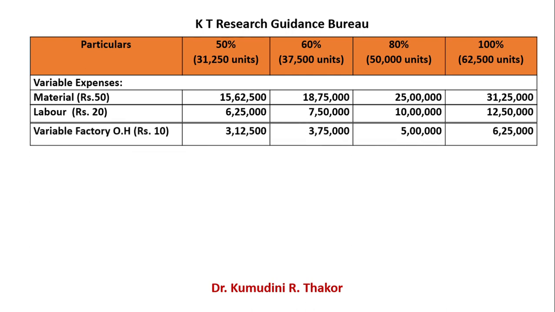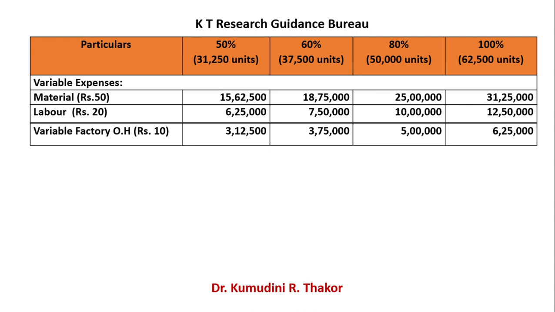Your answer will be 3,12,500, 3,75,000, 5 lakhs and 6,25,000. Now, we find out selling variable expenditure. So, that is how many rupees?